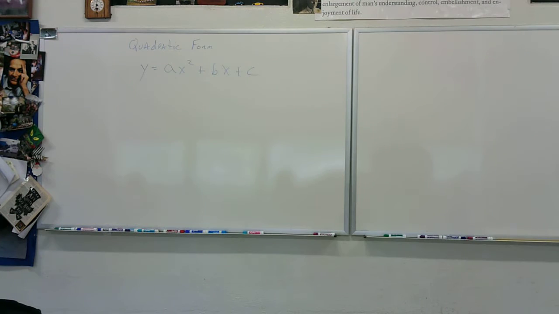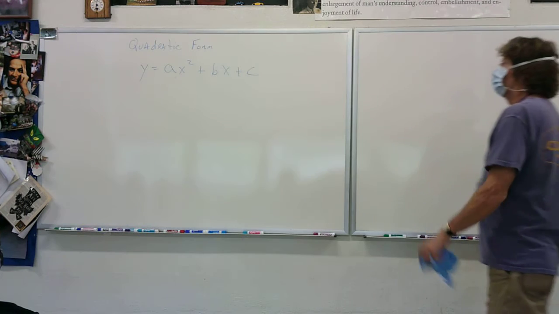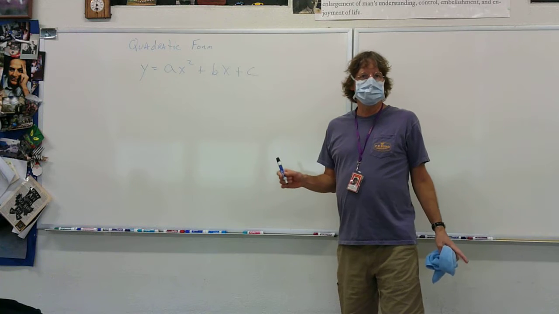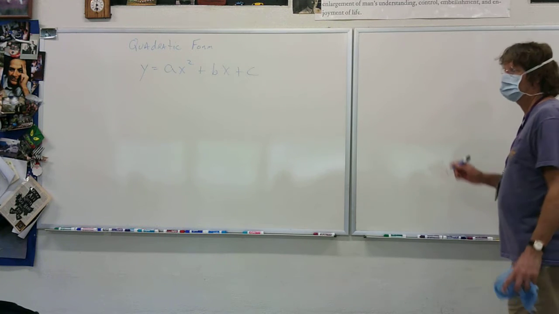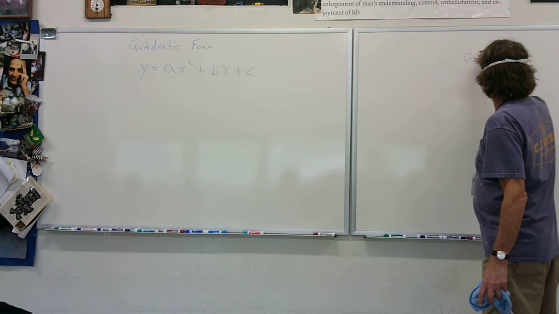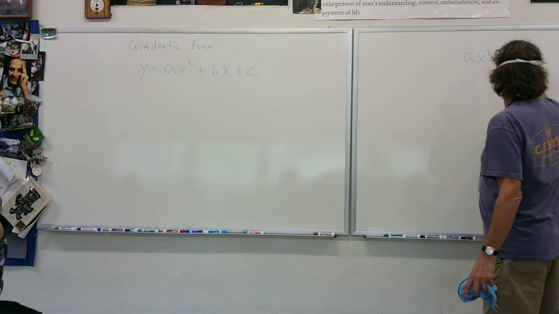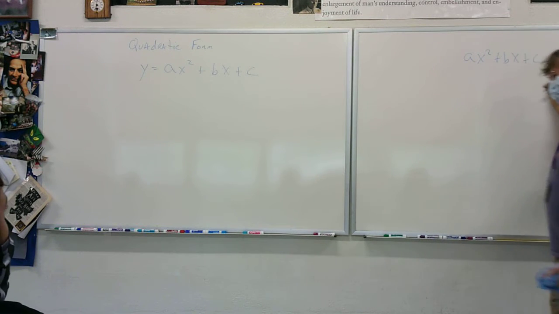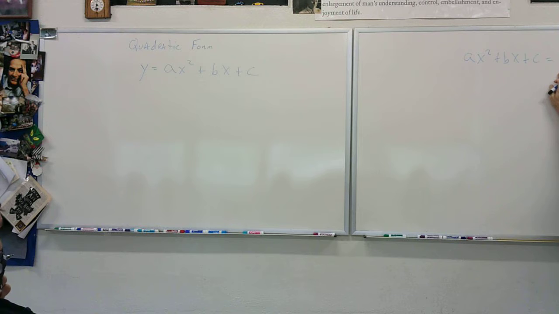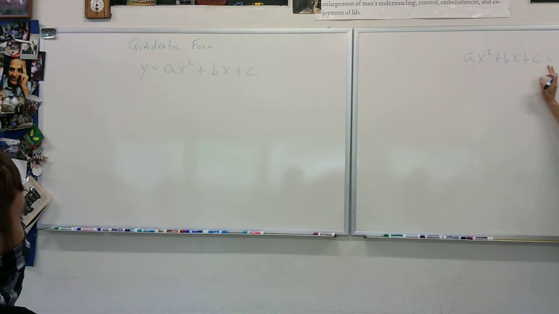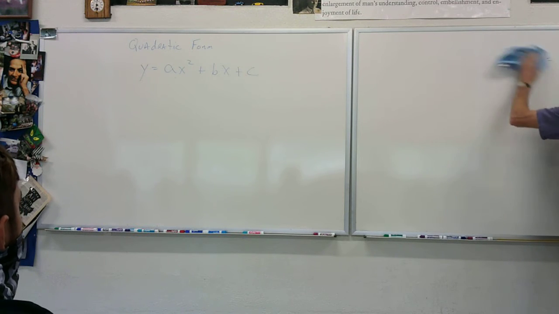Okay. This is the quadratic form. Y equals ax squared plus bx plus c. And y'all may remember something from last year where y'all had ax squared plus bx plus c equals 0, and you used the quadratic formula if you wouldn't factor, right? Yeah. This is all based around a parabola. That's what's happening here. All right.